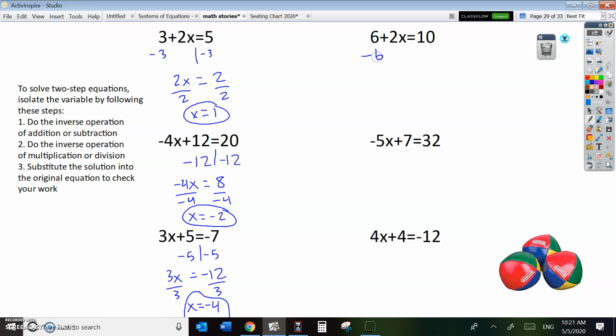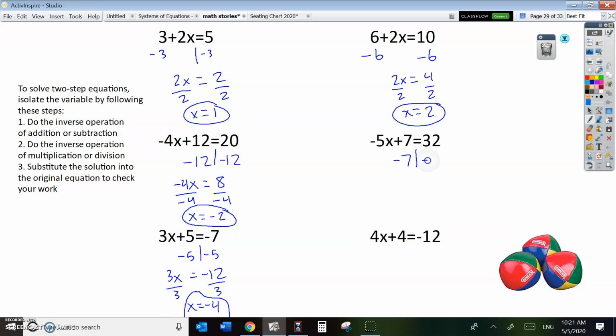Subtract 6 on both sides. 2x equals 4. Divide by 2. X equals 2. Substitute it into the original equation and check. 2 times 2 is 4. 6 plus 4 is 10.